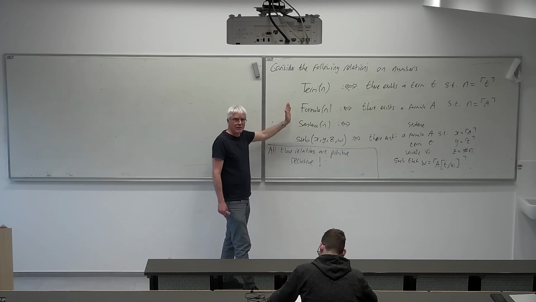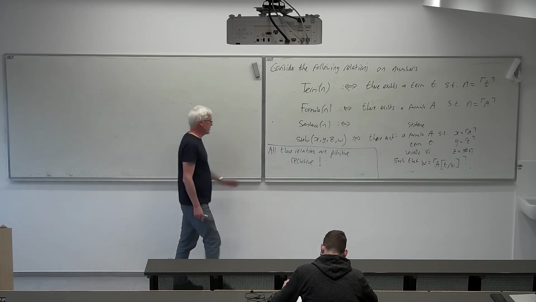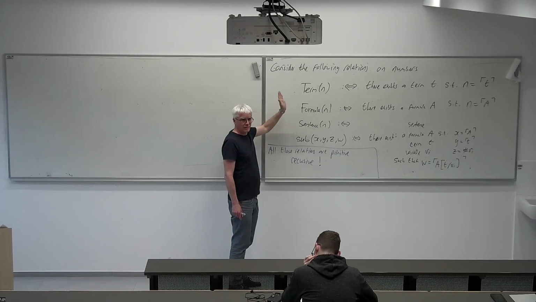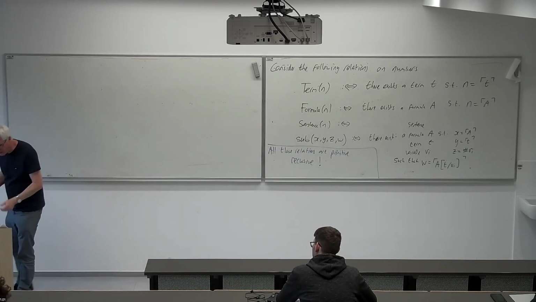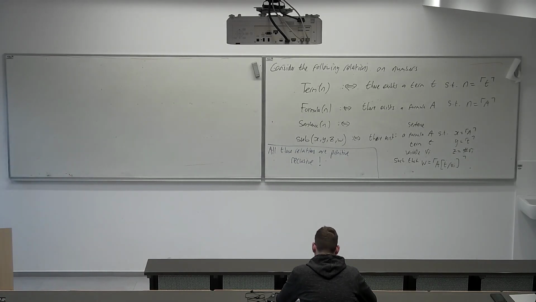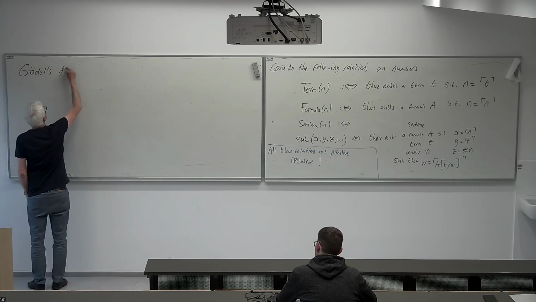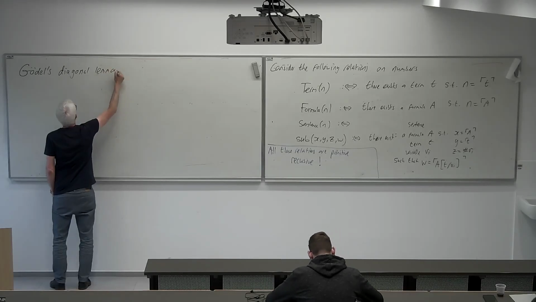But still, I'm going to postpone that because with just this machinery, namely the machinery for encoding syntax, we can already state and prove what is really the key lemma in Gödel's first incompleteness theorem, the lemma in which the essence of self-reference lies. This is called Gödel's diagonal lemma. So let's write that down. It has a very curious statement.